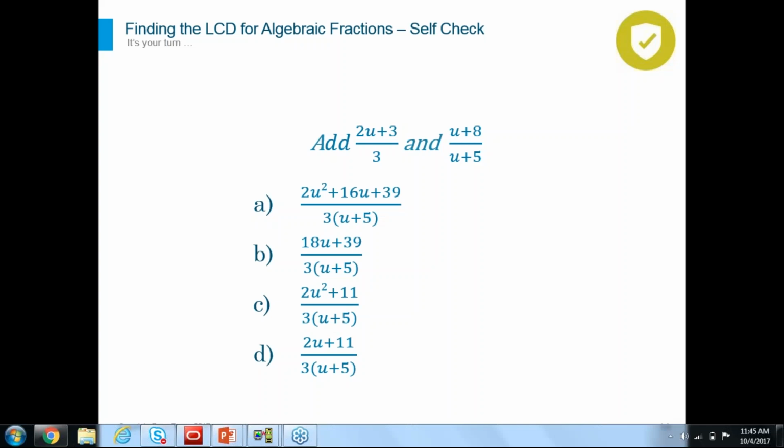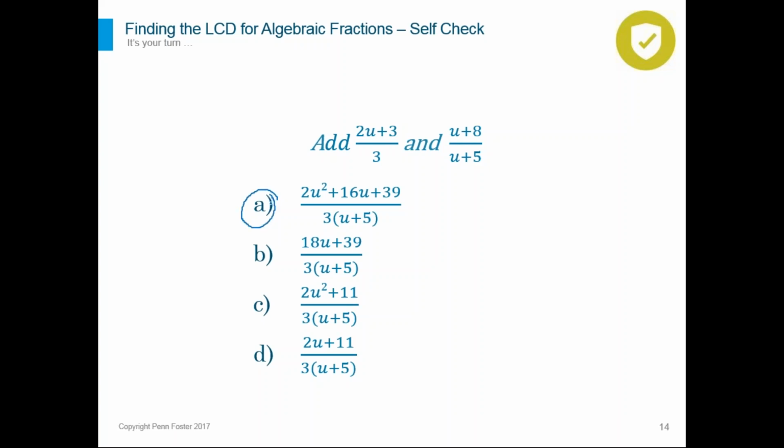Okay, I'm going to share my answer for this question. And the right answer for this question is A. 2u squared plus 16u plus 38 is the correct numerator when you have the common denominator 3 times u plus 5.